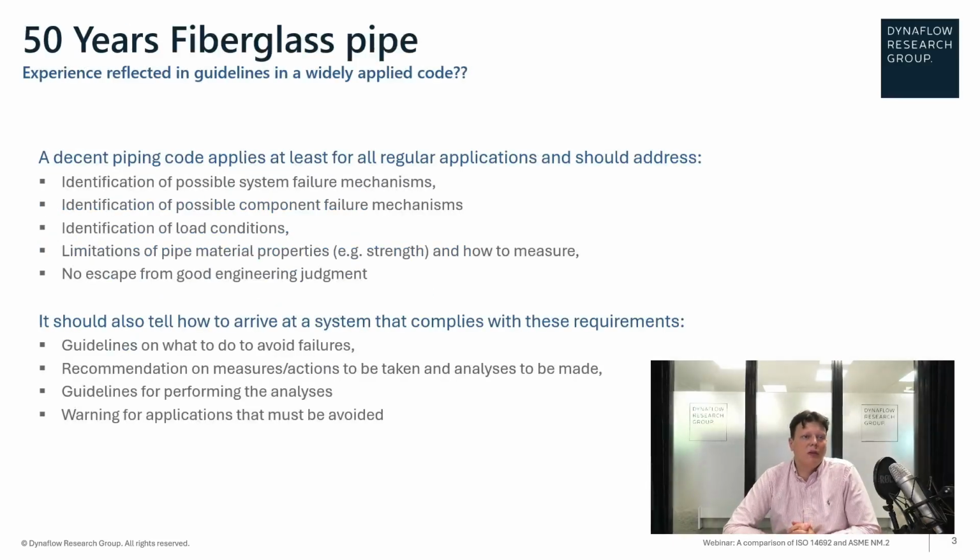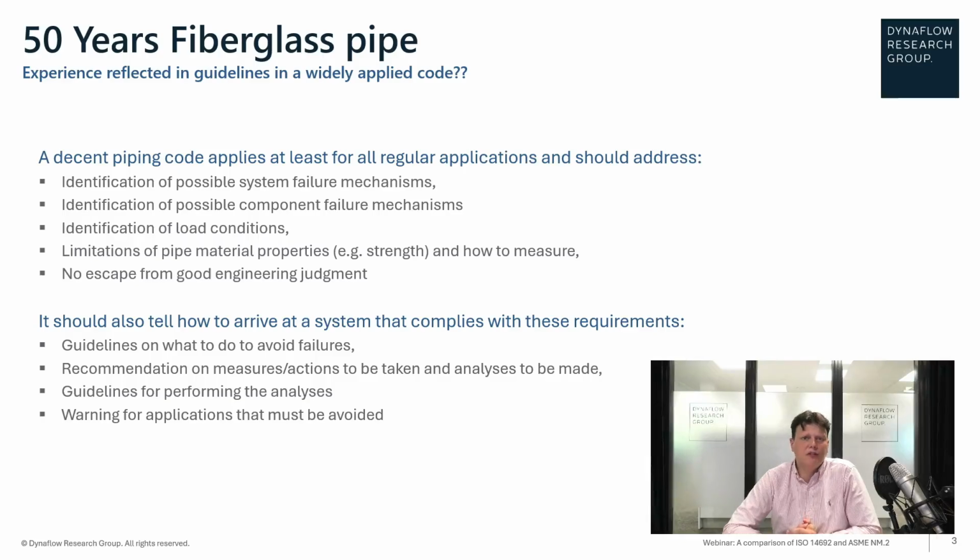So fiberglass pipe has been around for 50 years. It's a relatively new material and became popular in the 80s. Compared to steel piping codes, such as the ASME B31 code, fiberglass codes are a lot newer and differ slightly. In general, a good piping code should be broadly applicable, and it should address the possible system and component failure mechanisms. It should also contain material tests for failure modes, like axial and hoop shear failure.